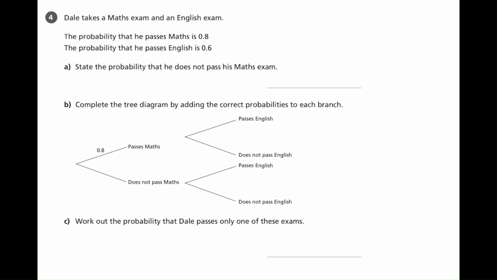So we're told that the probability of passing maths is 0.8. So not passing maths, we simply take the number 1 and subtract 0.8, and that gives us 0.2.